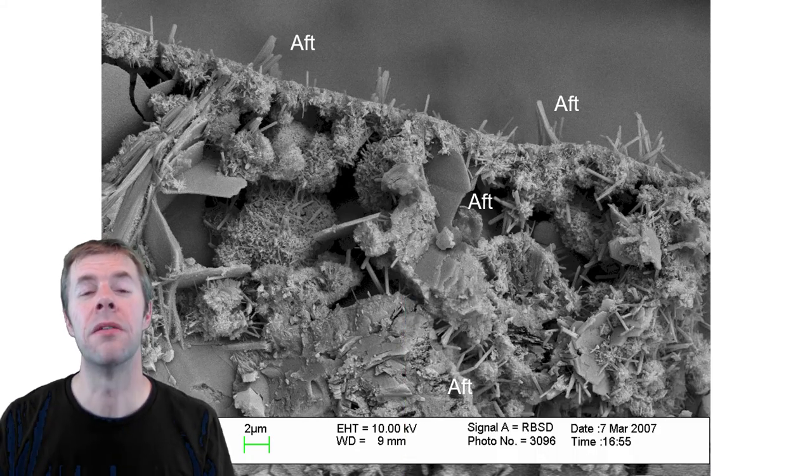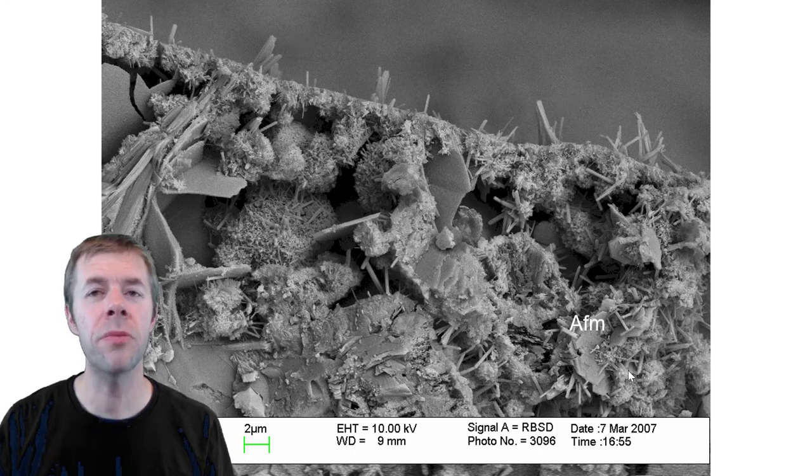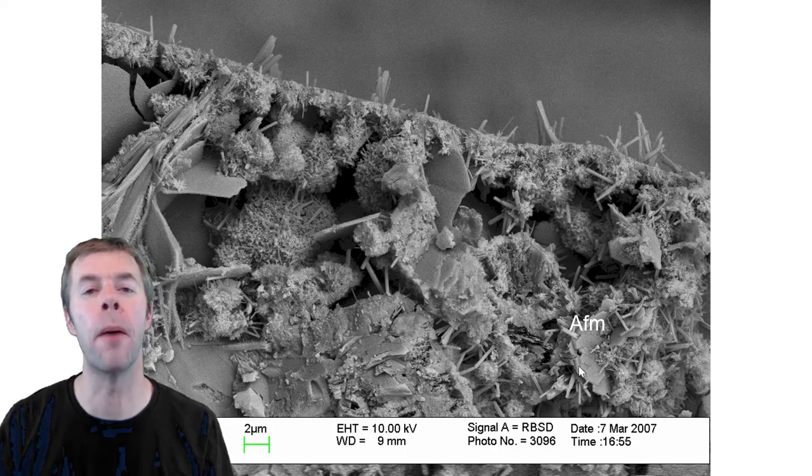Let's talk about AFT. That was ettringite. You can see it kind of poking out here. Poke, poke. But here it's also interdispersed. It's all in these little voids and areas all the way around here. These little crystals growing everywhere. Those are the ettringite needles. And here's some AFM. This is this rose petal. It's kind of hard to see, and I'll show a better picture coming up.